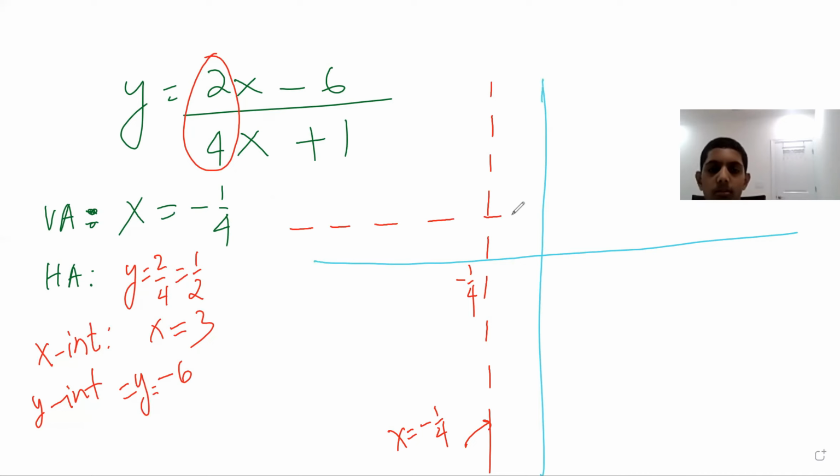Is that clear to you? Yeah. The x-intercept and the y-intercept are also calculated. We have the x-intercept at x equals 3. And let's say this is 3, okay? And the y-intercept is at minus 6. Let's say this is minus 6, okay?